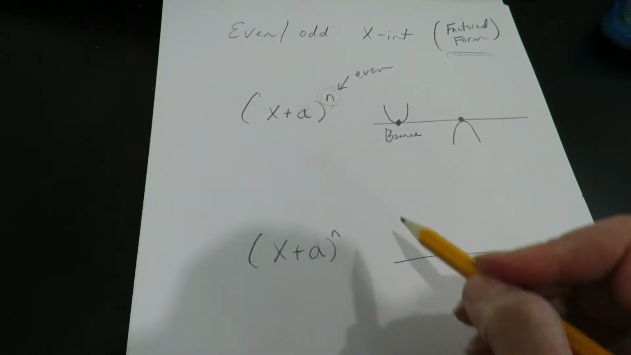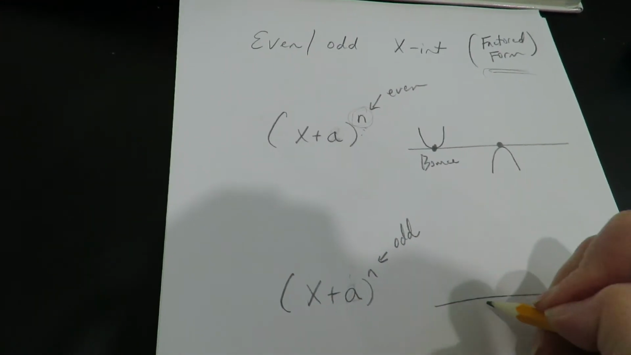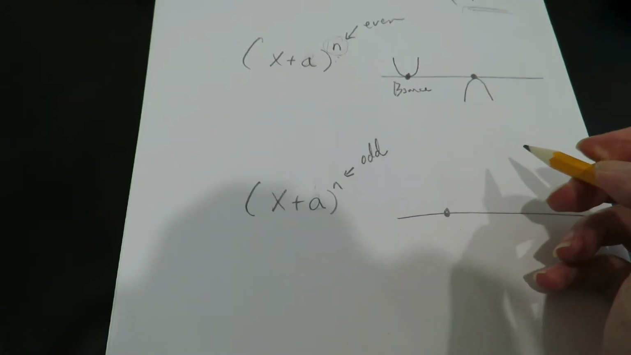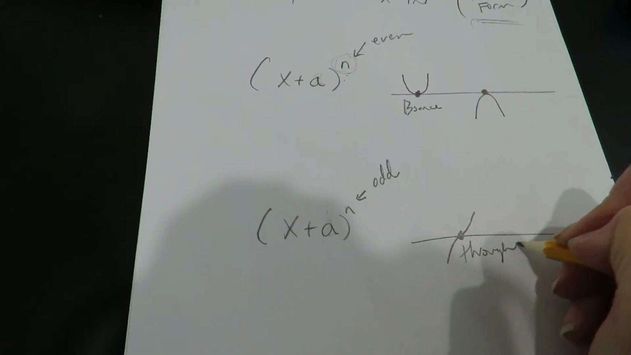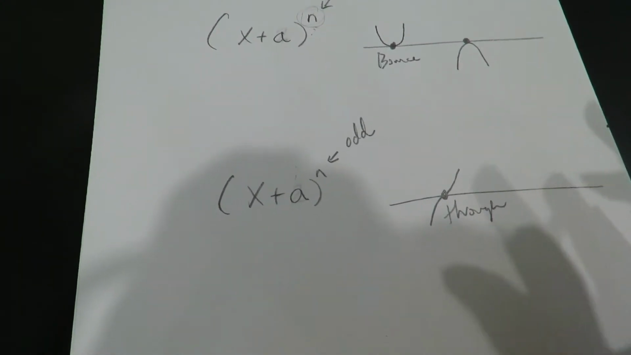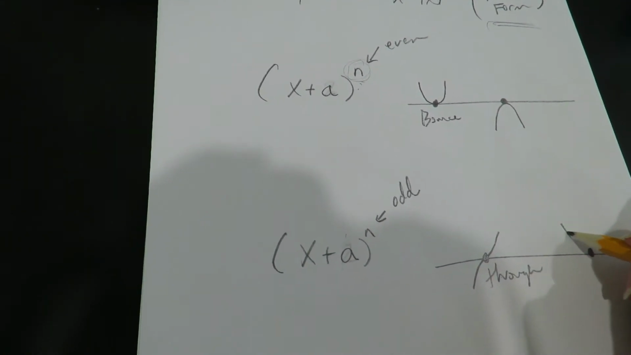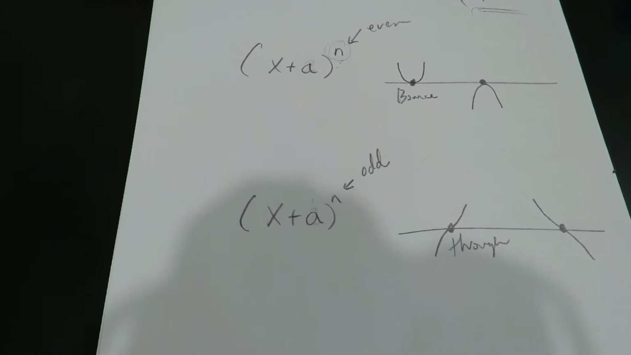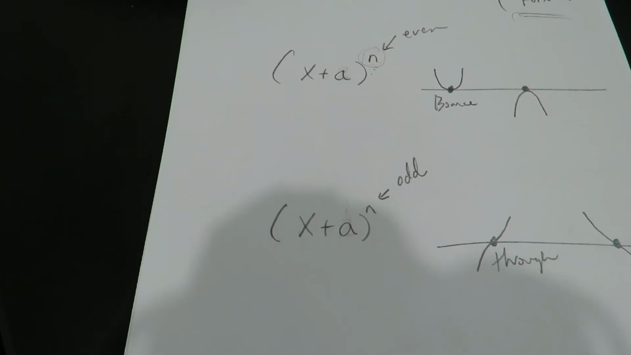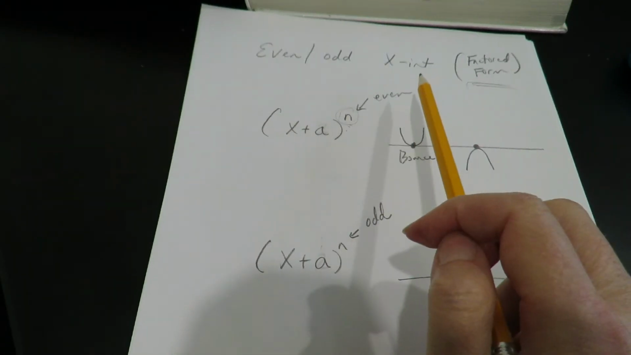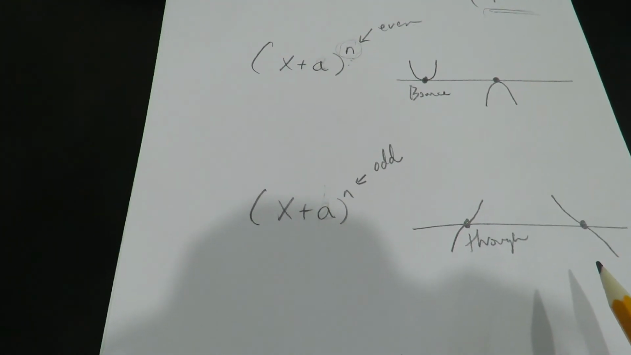All right, if in the factored form the exponent is odd, what happens when you come to the x-intercept is it will go through it. Locally, it looks linear or cubic, okay? It can go through it from bottom to top or from top to bottom. But the idea is if the exponent is odd in the factored form, it's going to tell you what the x-intercept is doing locally, whether it's bouncing or going through the x-axis.